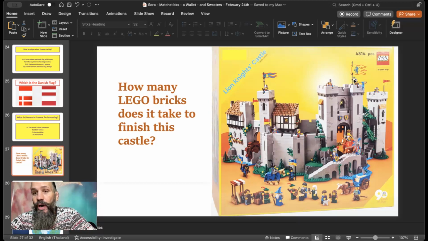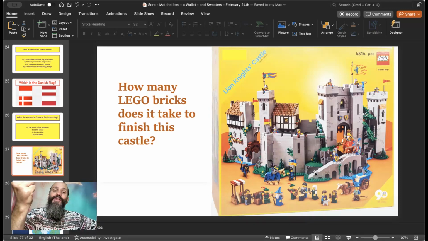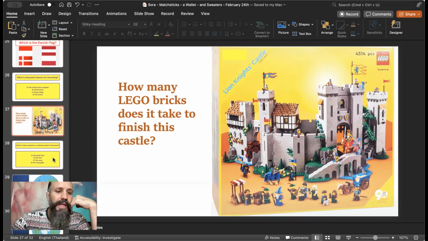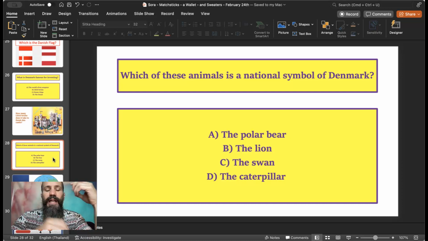So a lot of students say 4,514, and some say, well, some of them aren't Lego bricks, they're pieces. This is how many pieces they are. Regardless of all those, I say 1. That's the answer, 1, because the first 4,513 pieces are building it, and it's 1 that finishes it. It only takes 1 Lego block to finish the castle. So that's just a fun little playing around on some words and phrasing.